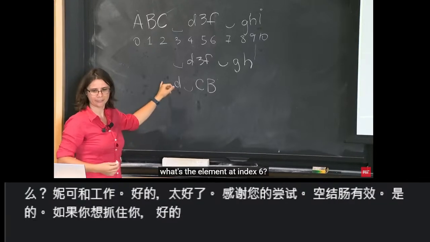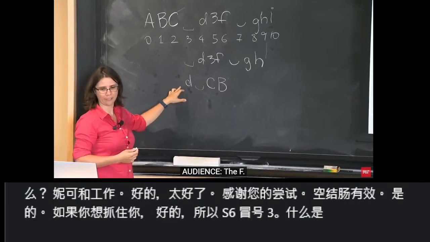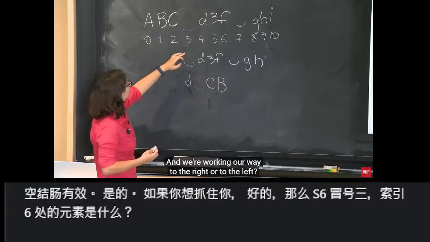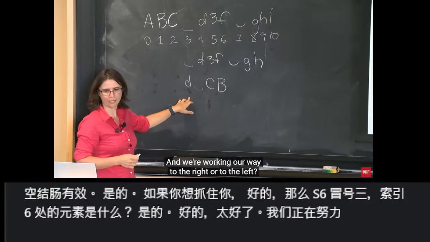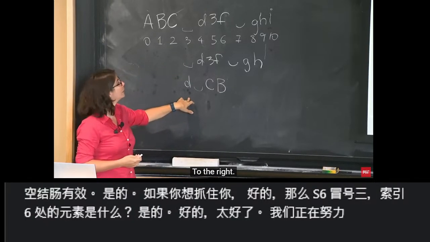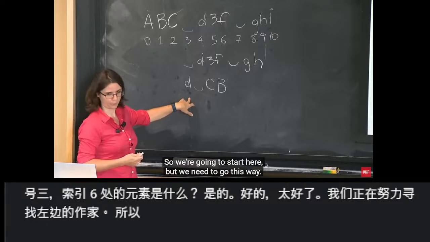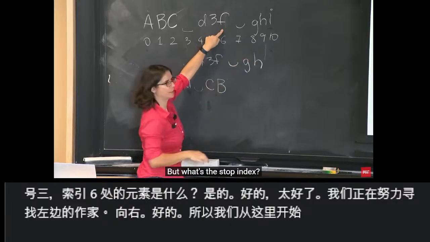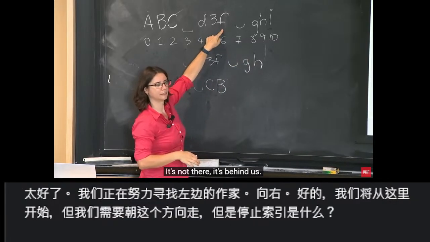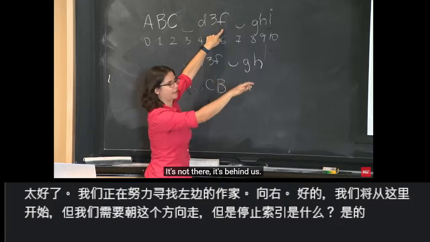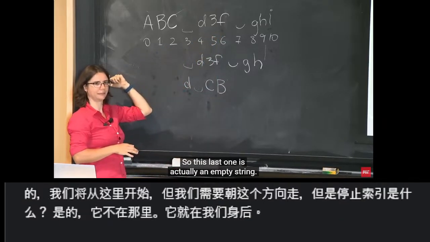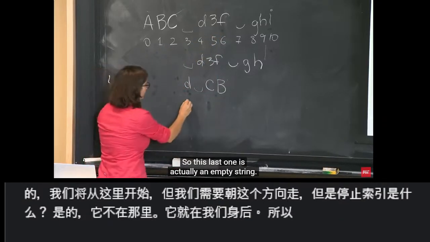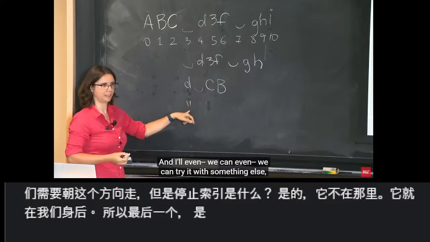All right, so s[6:3], what's the element at index 6? The F. Okay, great. And we're working our way to the right or to the left? To the right. Okay, so we're going to start here, but we need to go this way. But what's the stop index? Yeah, it's not there. It's behind us. So this last one is actually an empty string.